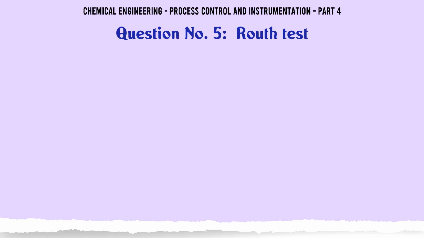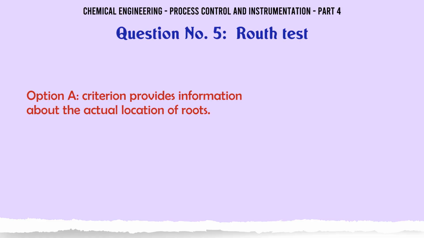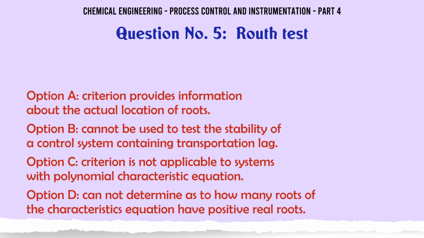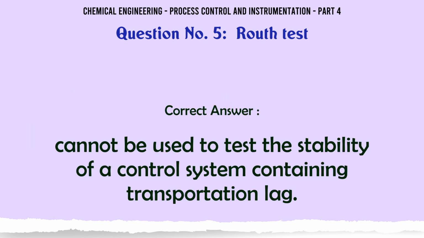Routh test: A. criterion provides information about the actual location of roots. B. cannot be used to test the stability of a control system containing transportation lag. C. criterion is not applicable to systems with polynomial characteristic equation. D. cannot determine as to how many roots of the characteristic equation have positive real parts. The correct answer is: cannot be used to test the stability of a control system containing transportation lag.